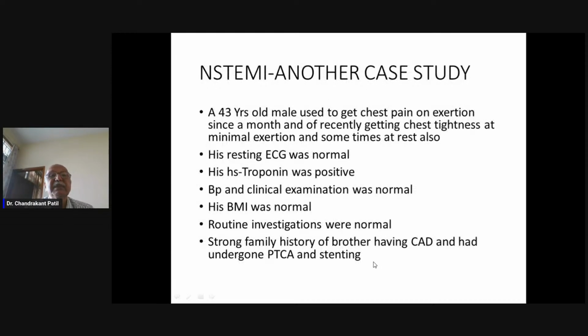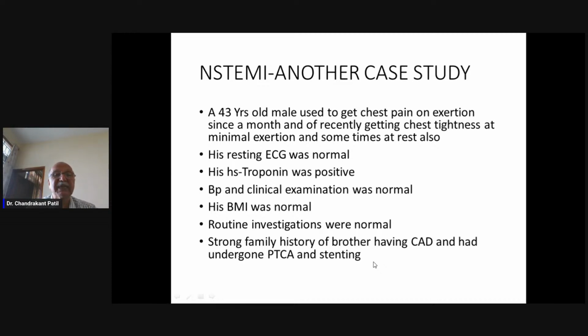So let me take an example of another case. See this 43-year-old male. I told you in India it is becoming more common amongst the youngsters. He used to get chest pain on exertion since almost 1 month, and recently was getting chest tightness even at minimal exertion, and sometimes even at rest. His resting ECG was normal, his troponin was positive. So that's why he had to undergo an angiogram just to see what is happening inside.